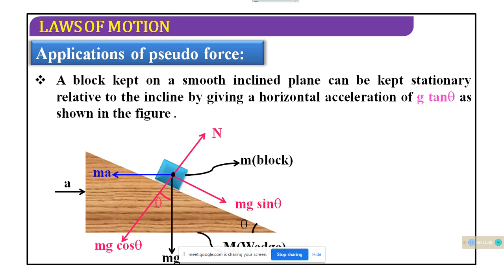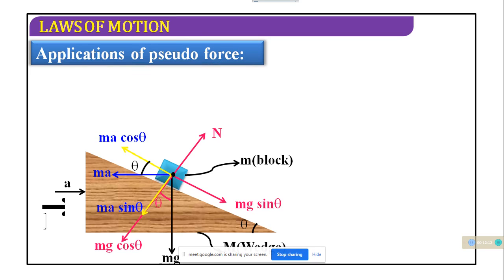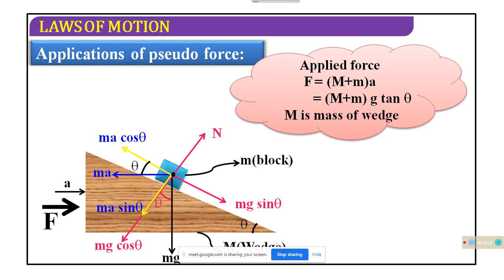The pseudo force acts on it due to the acceleration. If we draw the diagram in this form, then mg sin theta equals ma cos theta, and a equals g tan theta. Next, the applied force F equals (M plus m) times a, and a equals g tan theta, where M is the mass of the wedge.